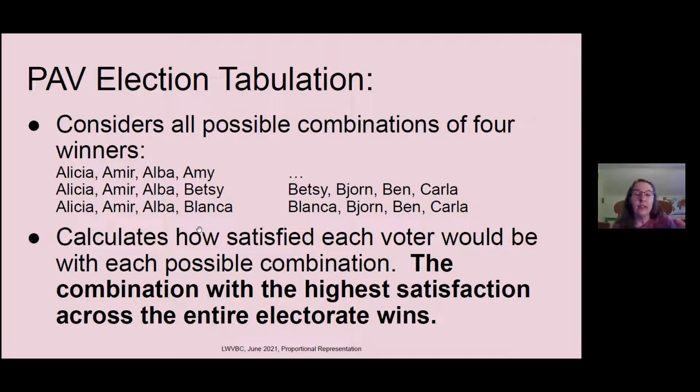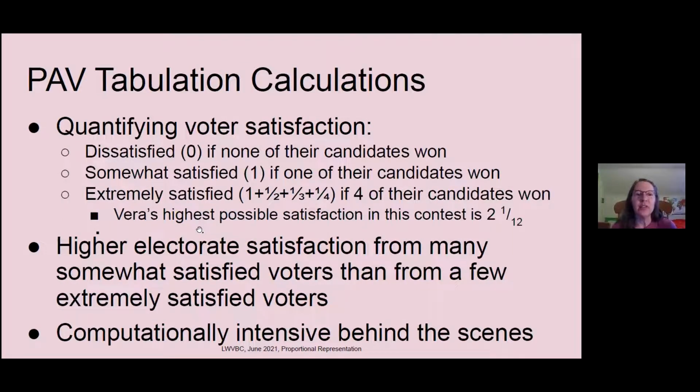And you calculate across the entire electorate for each combination, and the combination of 4 winners with the highest satisfaction will provide more representation and is the winner. So how do you quantify this voter satisfaction? Well, if none of your candidates win, then you won't be very satisfied and the satisfaction score is a 0. If one of your candidates wins, you're considered somewhat satisfied and you have a score of 1. If 2 of your candidates win, it's not as much, you don't get 1 + 1 for your score.